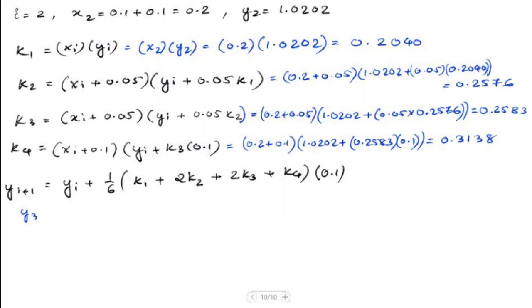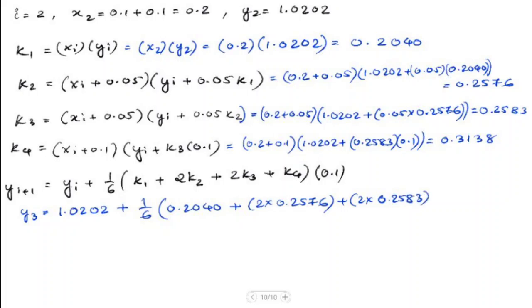Now for y3, we have here y2, which is 1.0202, plus 1 over 6 times K1, 0.2040, plus 2 times K2, 0.2576, plus 2 times K3, 0.2583, plus 0.3138, times 0.1. So we can say y3 is equal to 1.0460.